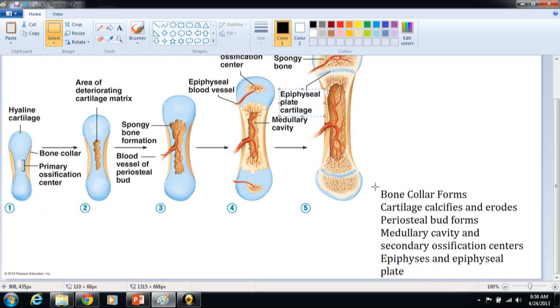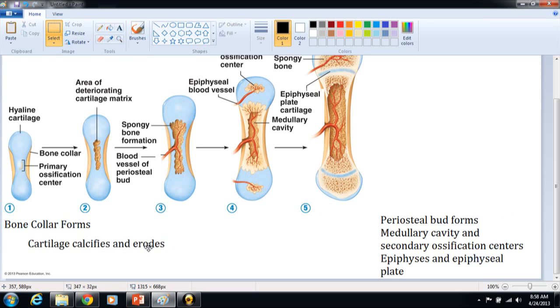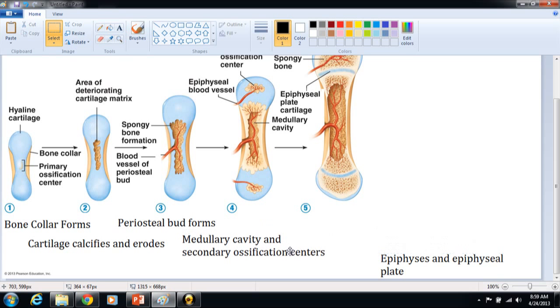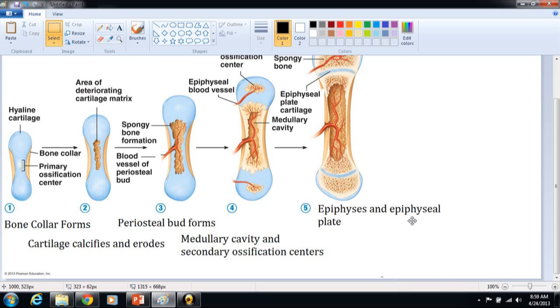Okay, so our main steps then: in step one, we have our bone collar forming. In step two, you have cartilage calcifying and eroding. Okay, these don't exactly fit, but that's where I'm going to put them. Step three is the periosteal bud forming. In step four, you have the medullary cavity and secondary ossification centers. And then our last step, we have the epiphyses fully forming and the epiphyseal plate.